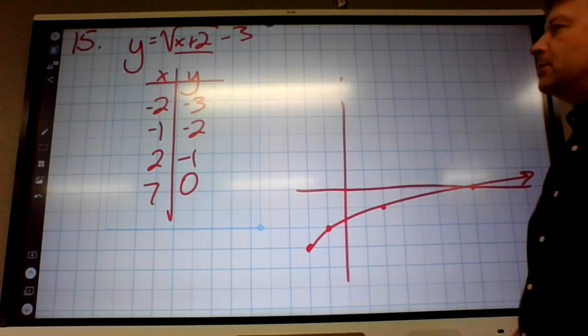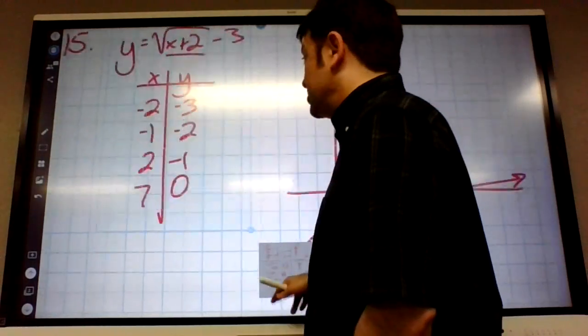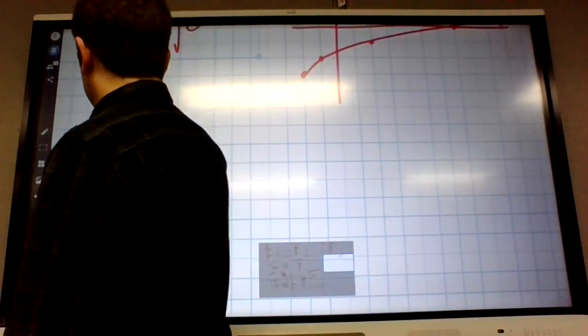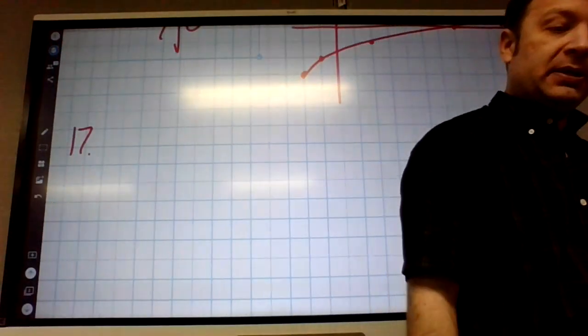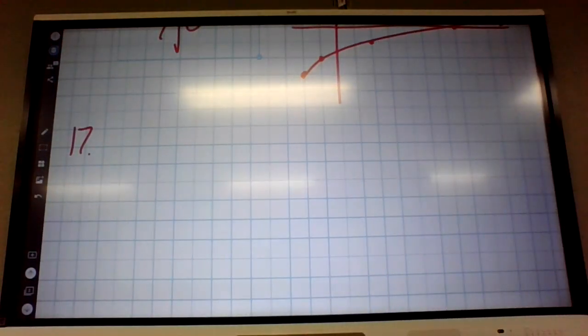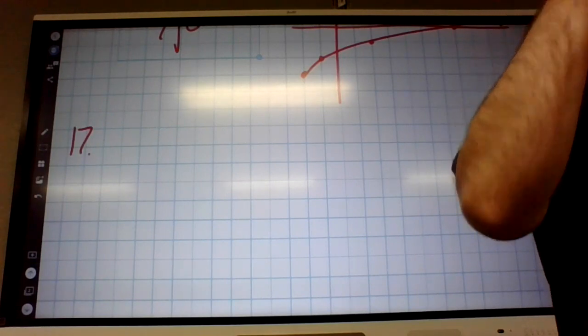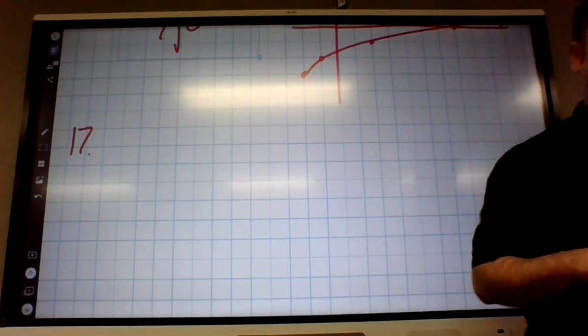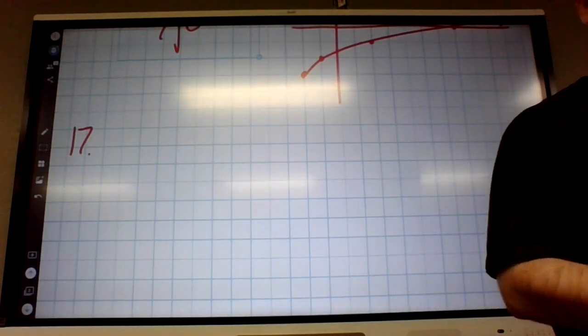Okay. So really all you need is this table and then you can just graph those points. You know what the picture should look like. 17. Okay, this is matching. Oh, I just remembered two of these we haven't talked about, 20 and 21. But 17 is square root of x, which we've already looked at that graph twice.